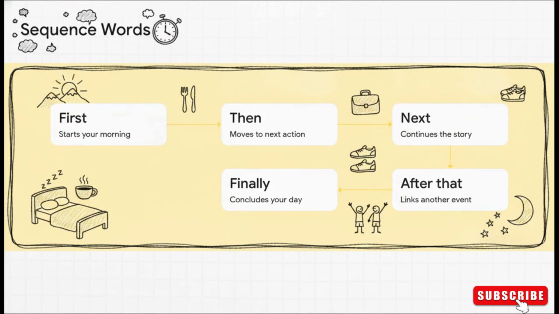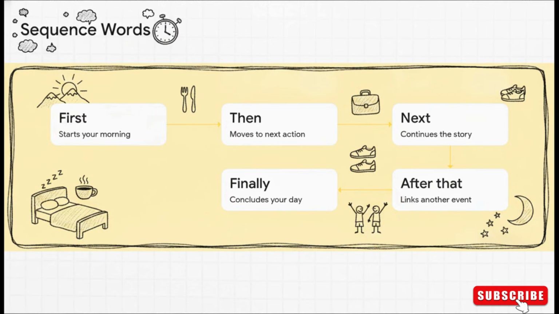Listen, without sequence words, your day is just a chaotic pile of random events. These words are your absolute framework, the real secret sauce of storytelling. You start your story with first. It signals the absolute beginning, right? First, I woke up at 7. Once you've got that starting point, you pull the story forward with words like then, next, and after that. Alternating these is what keeps your narrative sounding natural and dynamic, instead of sounding like some robotic checklist.